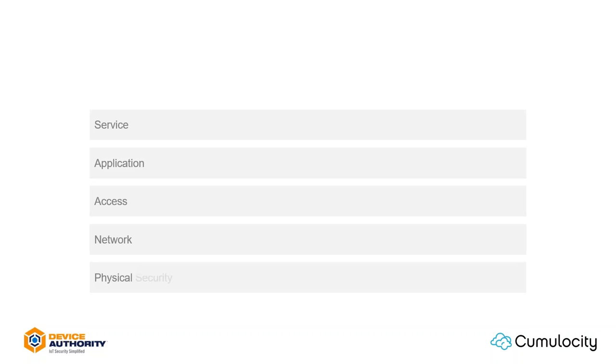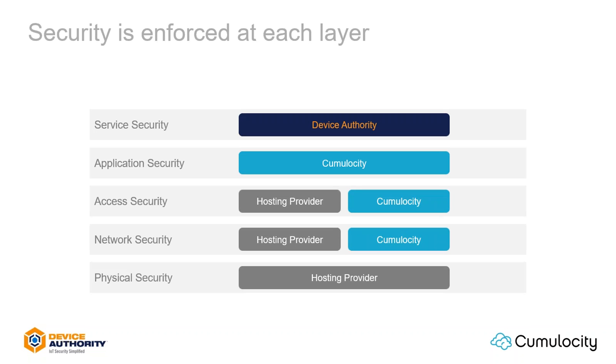Great, thank you, James. So, as you've seen, security needs to be considered at each layer in the technology stack. The combination of Cumulocity and Device Authority comprehensively tackles security at each layer. With every layer up to and including the application layer, the security is provided by Cumulocity and our hosting partner, be that Amazon, Microsoft, or an organization's own IT department for our on-premises deployment. And the comprehensive end-to-end security service is provided by Device Authority.